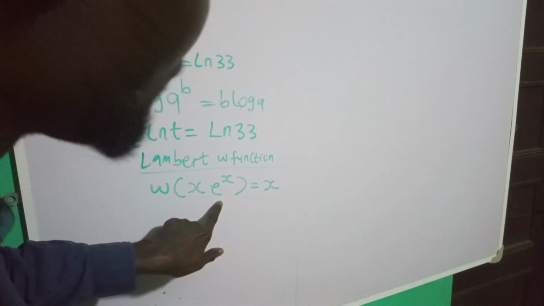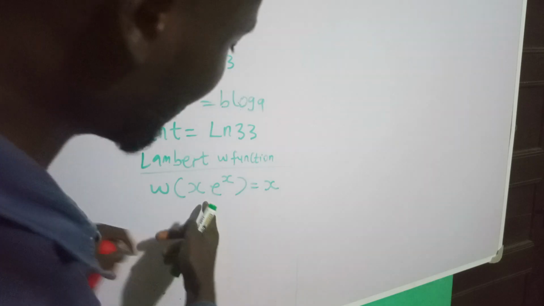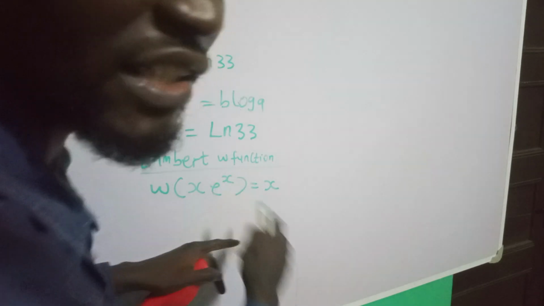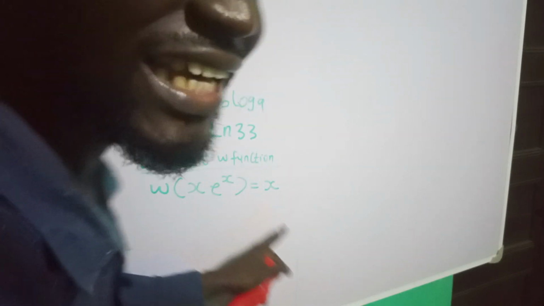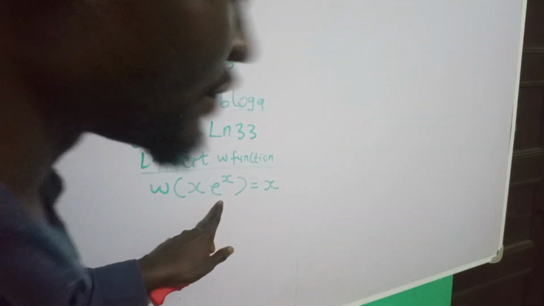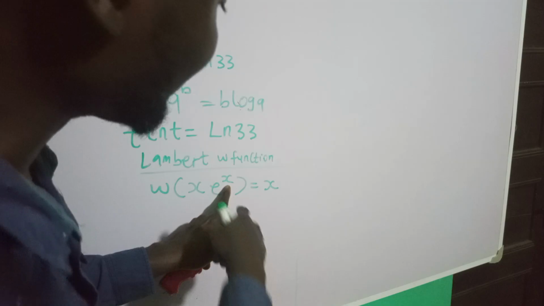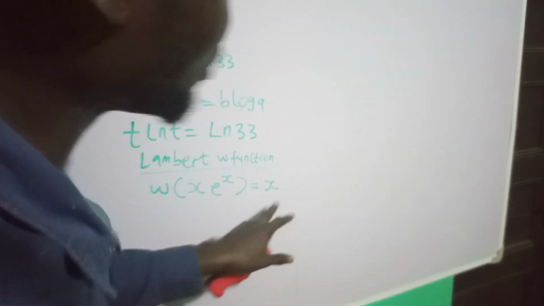the coefficient of this function e, if the coefficient of this function is still raised to the value of the same coefficient, what you are going to get is the coefficient. Like we have x here. x is the coefficient of this e, and this x is still raised to the power of the same x. So what you are going to get as your result will be x. Let me give you another illustration.